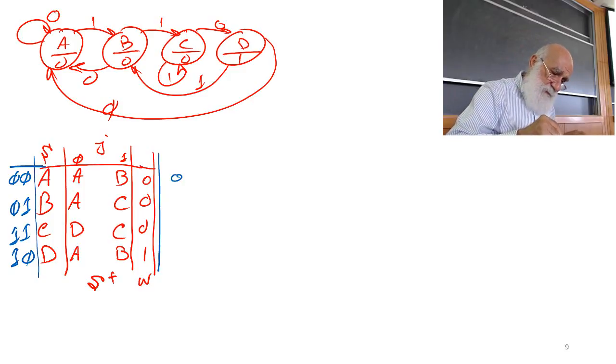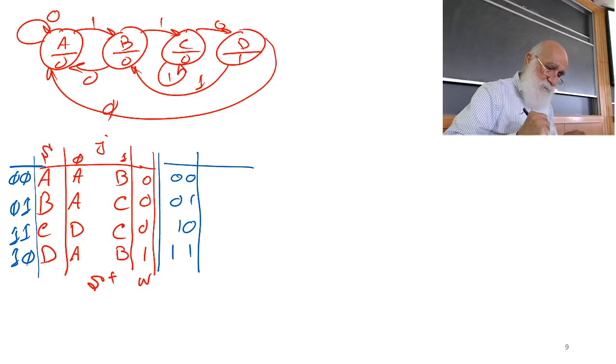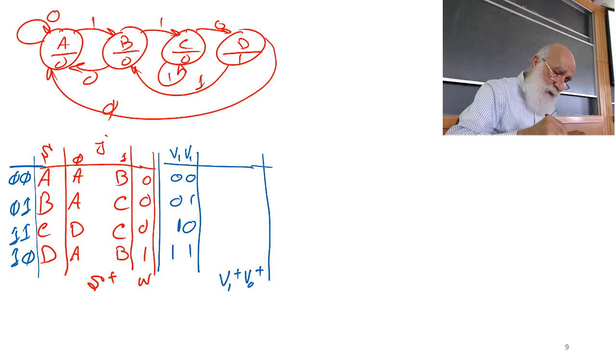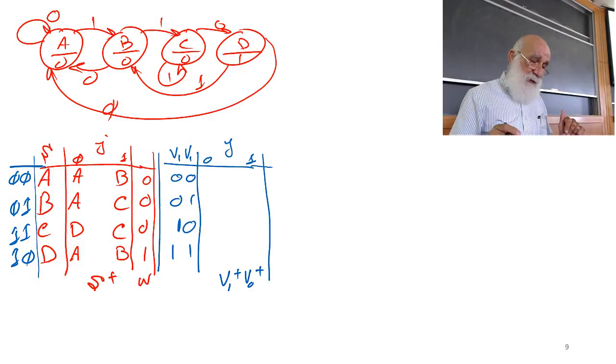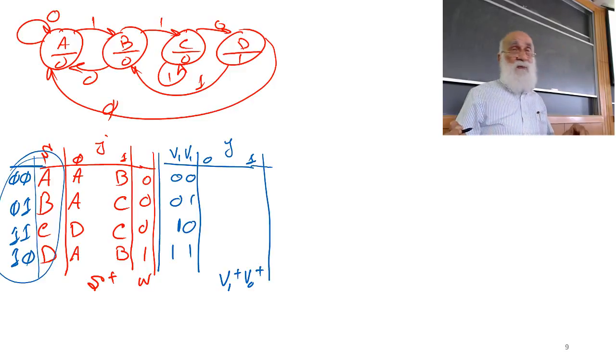0, 0, 0, 1, 1, 0, 1, 1. I'm calling these state variables V1, V0, and what I'm showing you here is V1 plus, V0 plus. So the red table on the left-hand side has now become the blue table on the right-hand side with ones and zeros, and instead of all the A's and B's and C's and D's, I put this assignment that I'm showing over here.